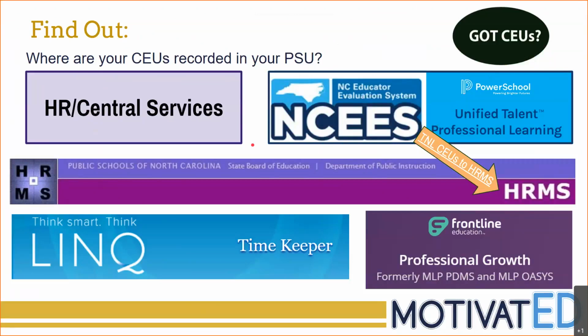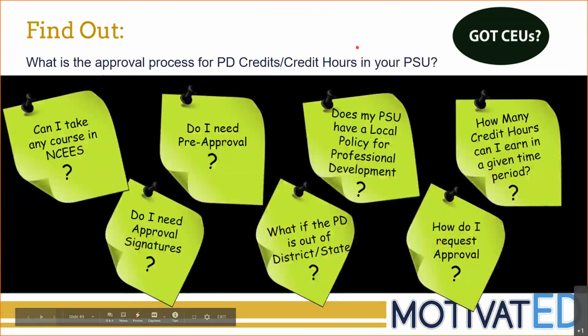Also, what you need to find out is where your CEUs are recorded in your PSU. Is your PSU putting all their credits in NCEES? Not many do. I know Brunswick is. Maybe they are in one of the HR or Central Services systems, HRMS, Link HR, Frontline, or some other system. Ask your district where those credits are recorded. And then find out what the approval process for PD credits, credit hours, is in your PSU.